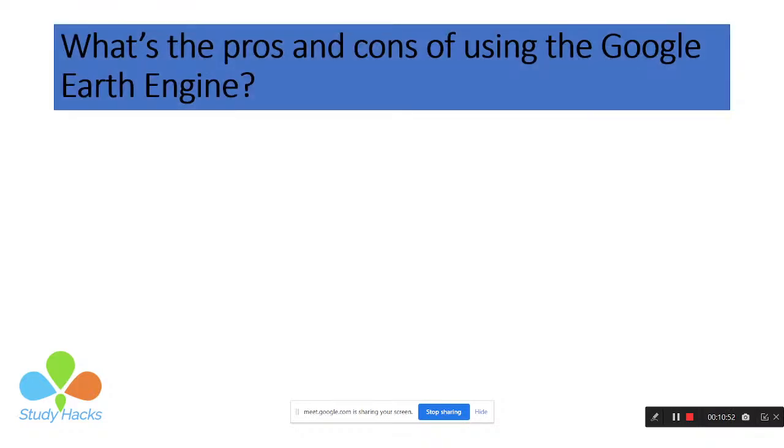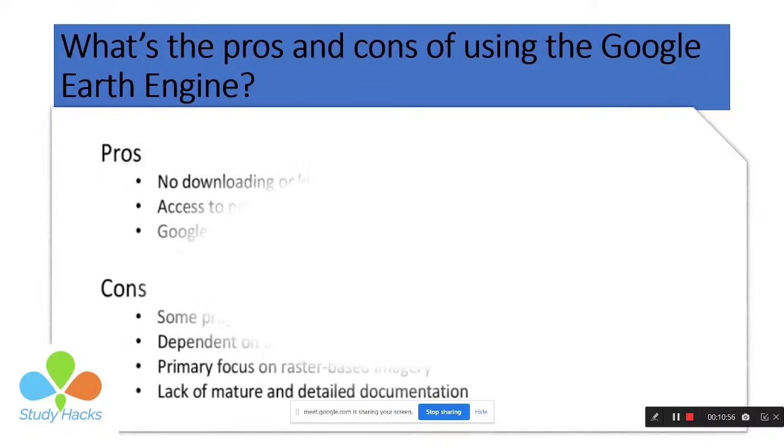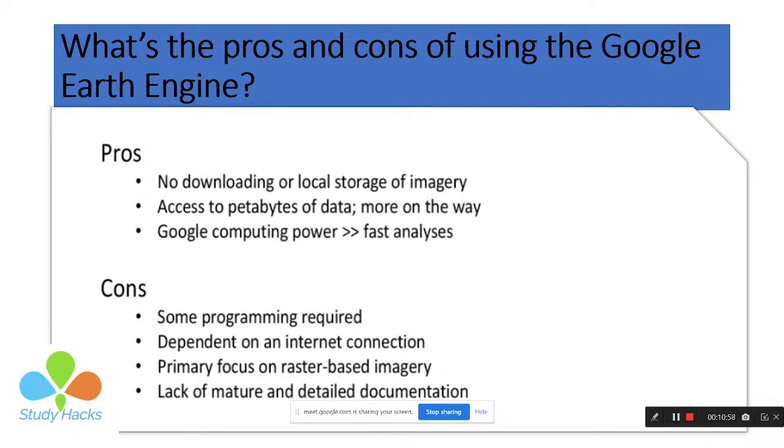It has some advantages and also some disadvantages that I will try to discuss. One advantage is that first of all, you don't need to download any satellite imagery. You don't need to download any software. You don't need to download anything. So there is no downloading or local storage of imagery, and it accesses petabytes of data or more on the way, and Google's computing power is very fast. We can do very fast analysis using this platform.